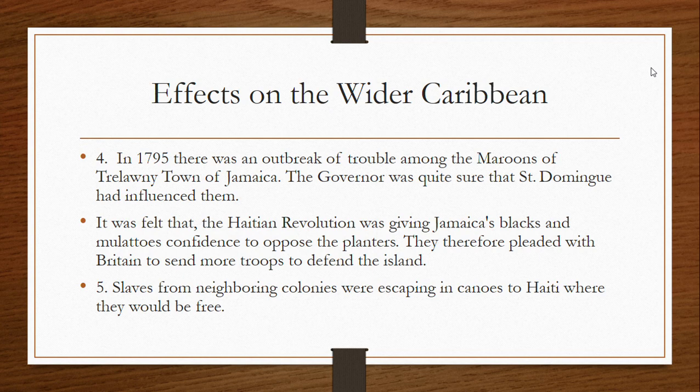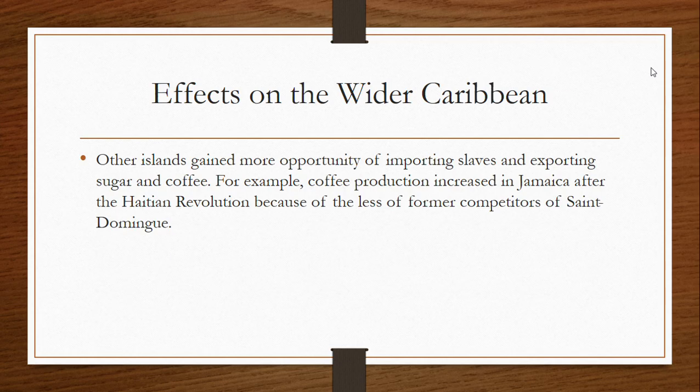Our fifth reason, our fifth effect, I must say, on the wider Caribbean is that slaves from neighboring colonies were escaping in canoes to Haiti where they would be free. Enslaved people were trying to escape. Enslaved people found Haiti as a place of refuge and they were running there to gain their freedom.